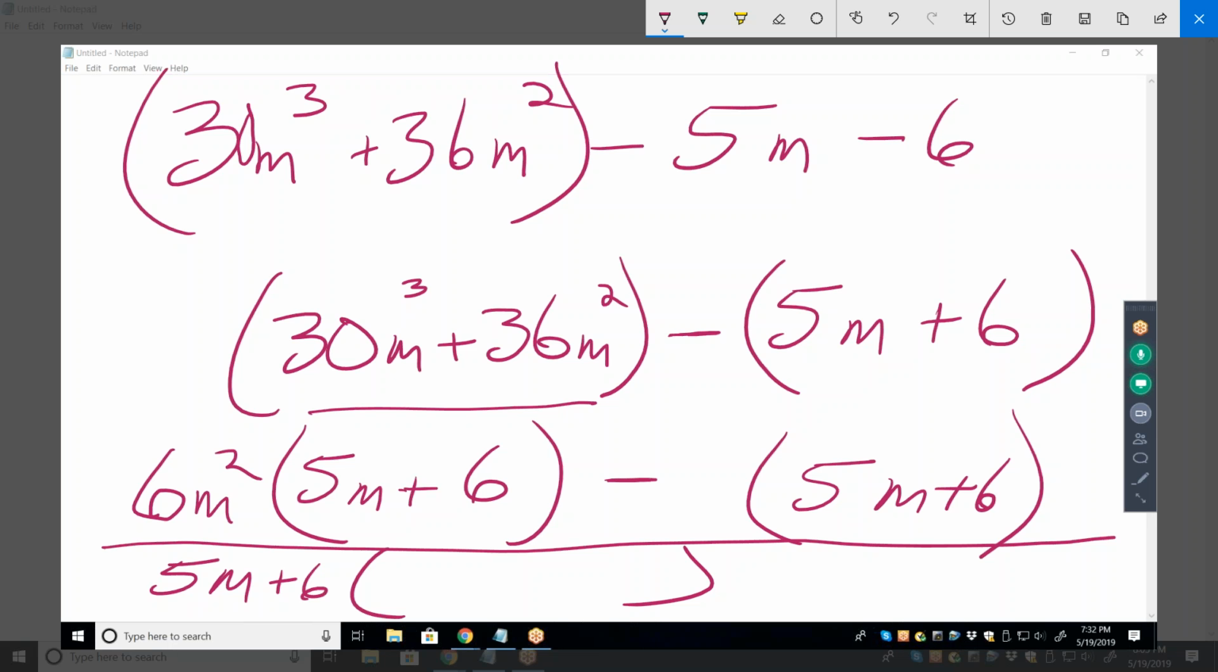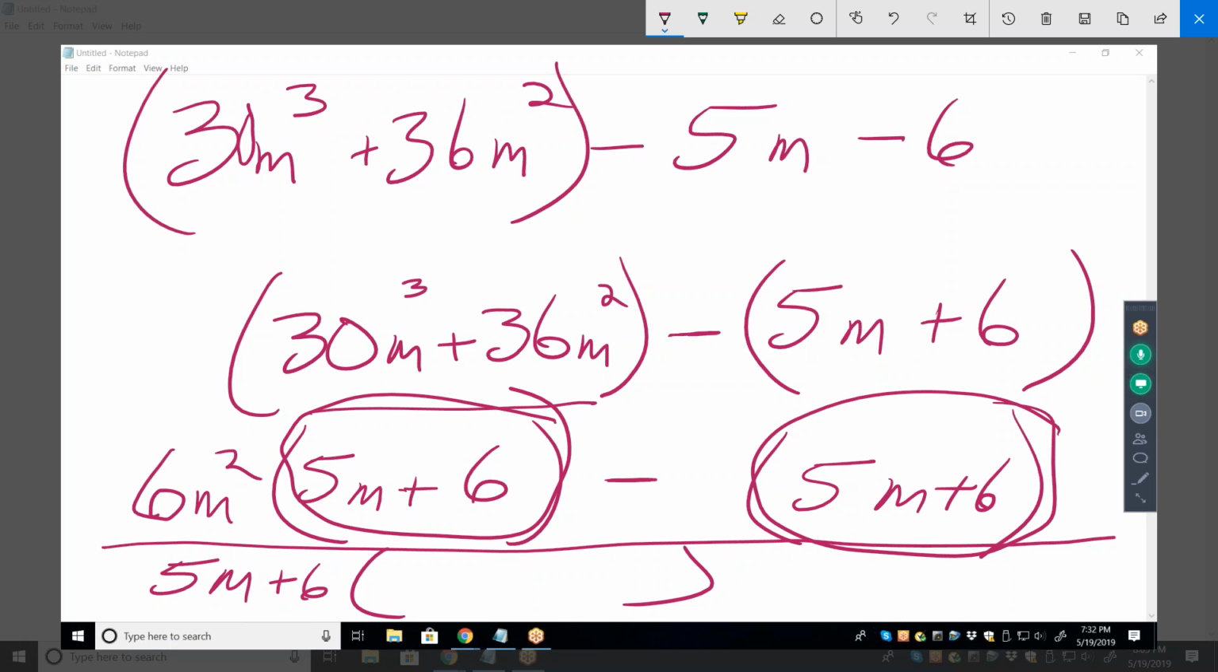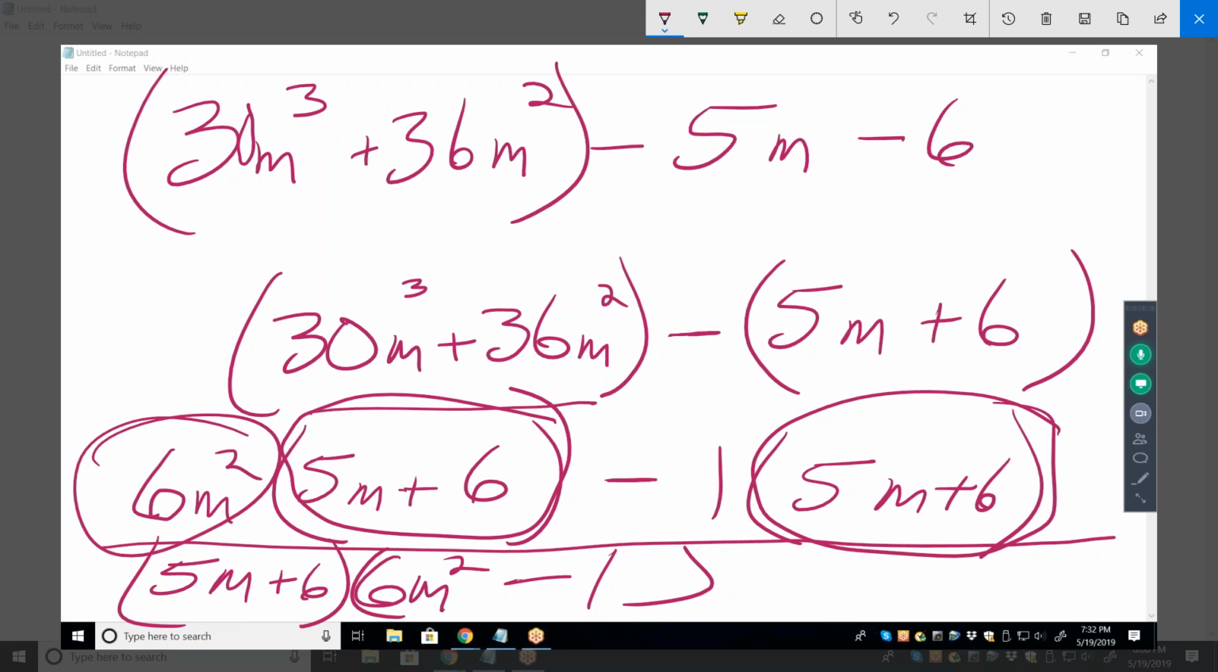What? Leaving what? You're factoring out that. So just nothing, right? Well, I've got this for sure. So 6m squared. And there's a hidden 1 right there. Minus 1. Okay. So we've factored it. So that's the answer. 5m plus 6 in parentheses, times in parentheses 6m squared minus 1.